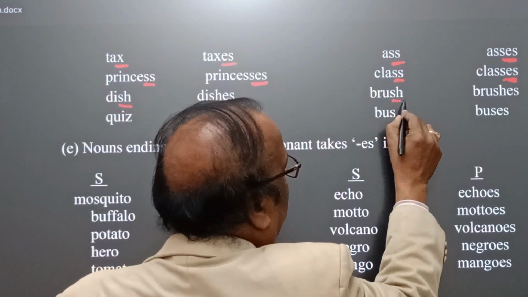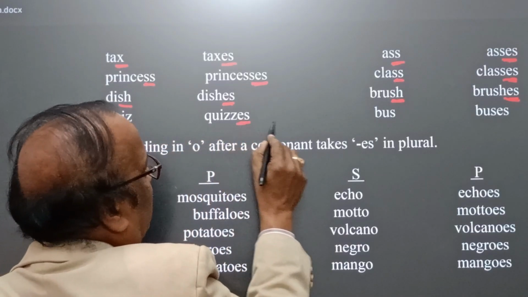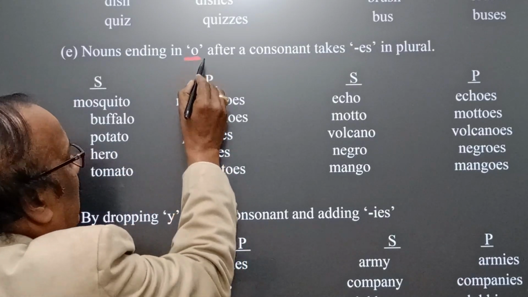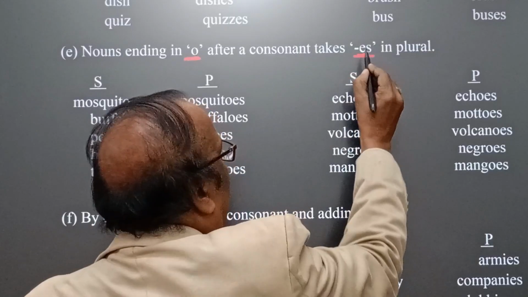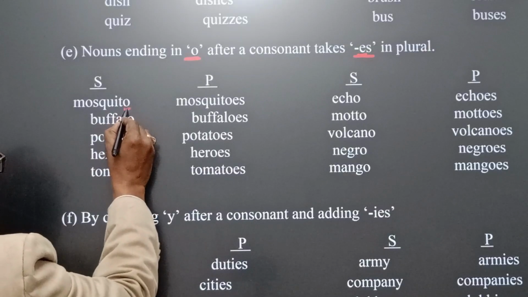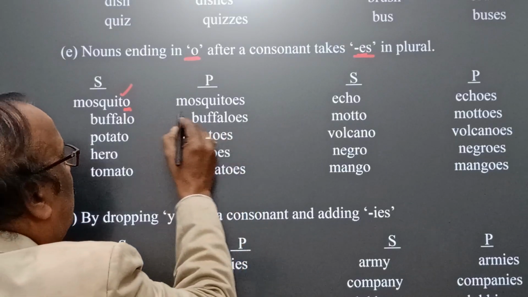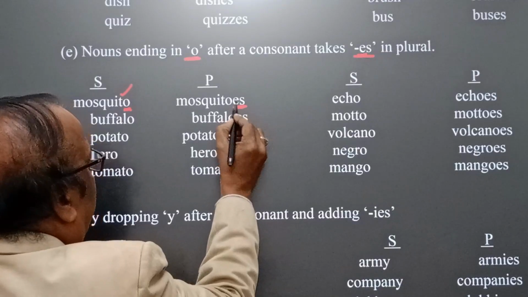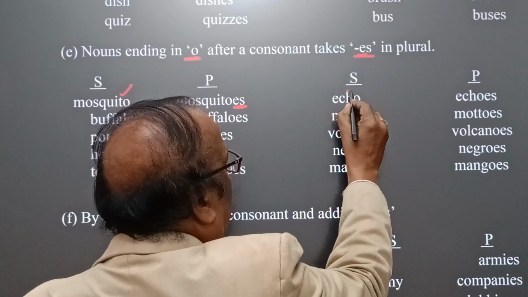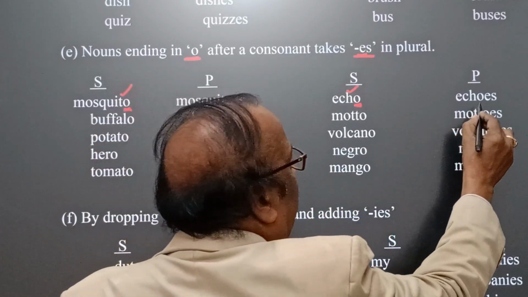Here brush, brushes, and quiz, quizzes; boss, bosses. So nouns ending in o after a consonant take es. You see here how mosquito ends in o, but the consonant is t. Therefore mosquitoes, here we find es. Similarly, echo ends in o, and here after the consonant h, then echoes.